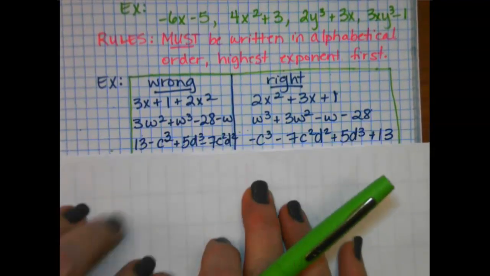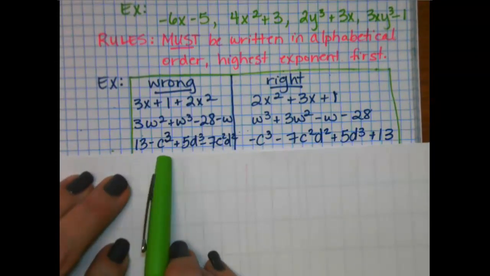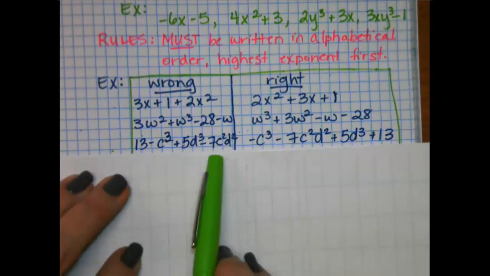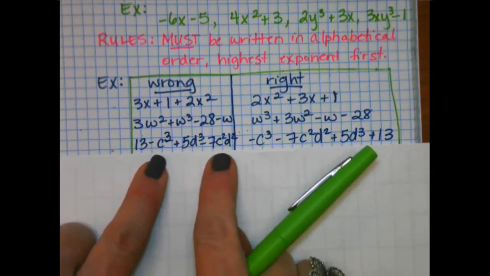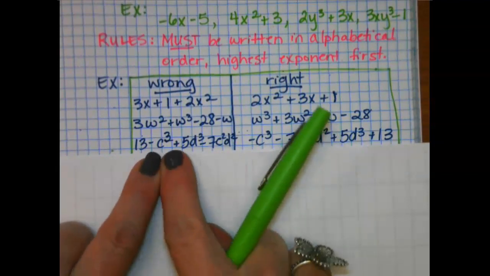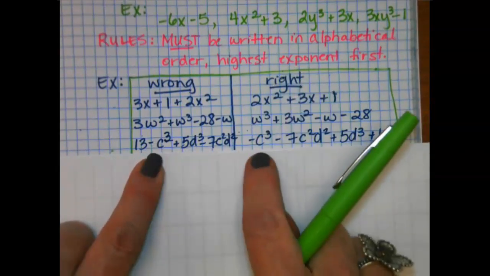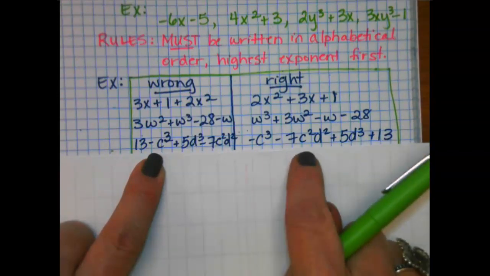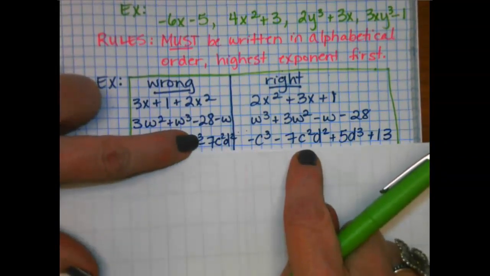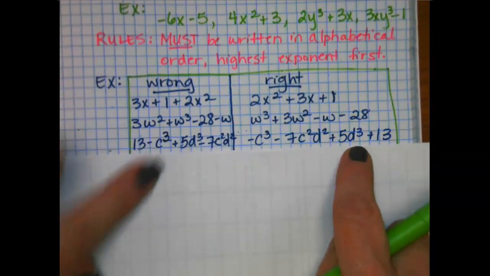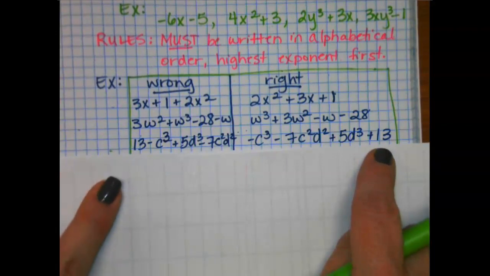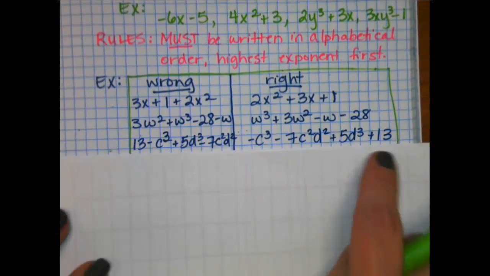What if you have multiple letters? So in this case, I have 13 - c³ + 5d³ - 7c²d². All right, well, alphabetically, my c's must come first. And once I see my c's, I know I have to go with the highest exponent first. So this one is going to come first. I took the sign with it, so -c³ - 7c²d², because I did have a c there. Now I'm going to go to my next letter, which is d, so + 5d³ + 13, right? That 13 ends up at the end. This would be the correct order to write my polynomial.